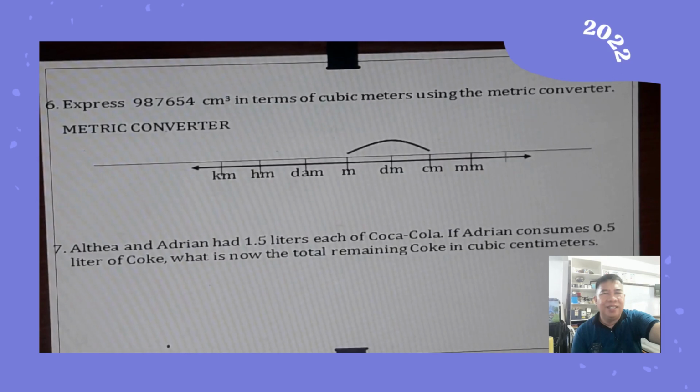Okay, next set. Express 987,654 cubic centimeters in terms of cubic meters using the metric converter. And number 7, Althea and Adrian had 1.5 liters each of Coca-Cola. If Adrian consumes 0.5 liter of Coke, what is now the total remaining Coke in cubic centimeters?